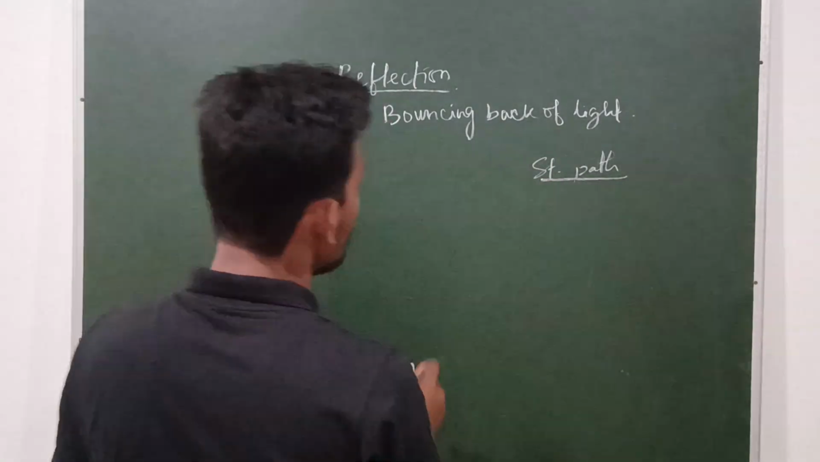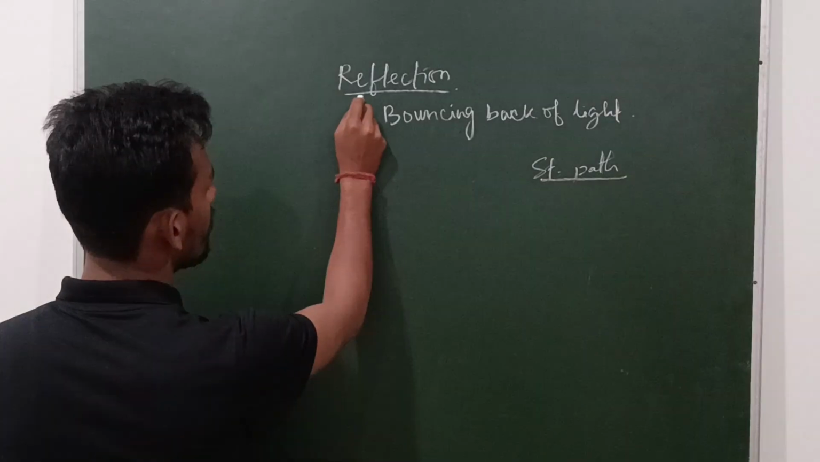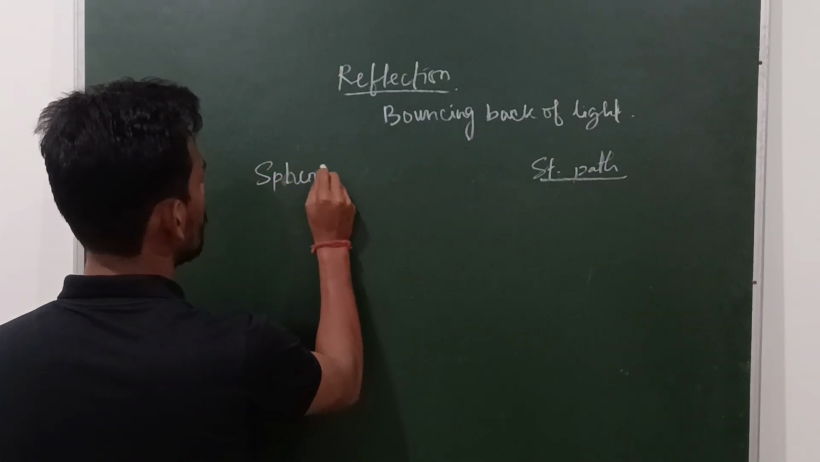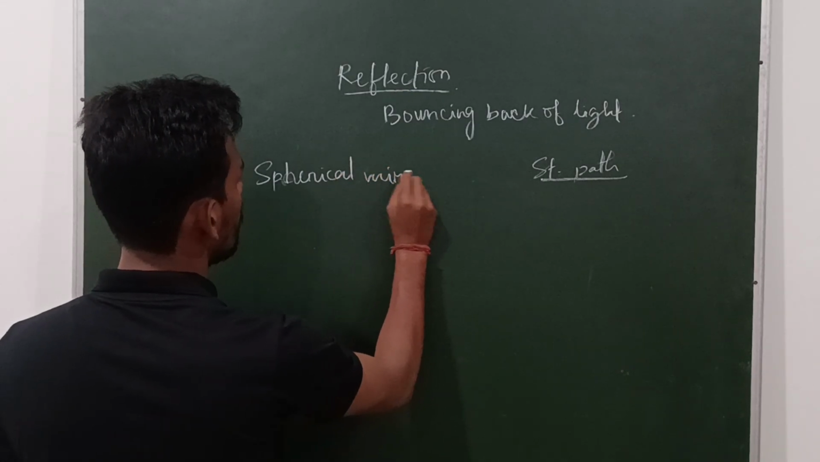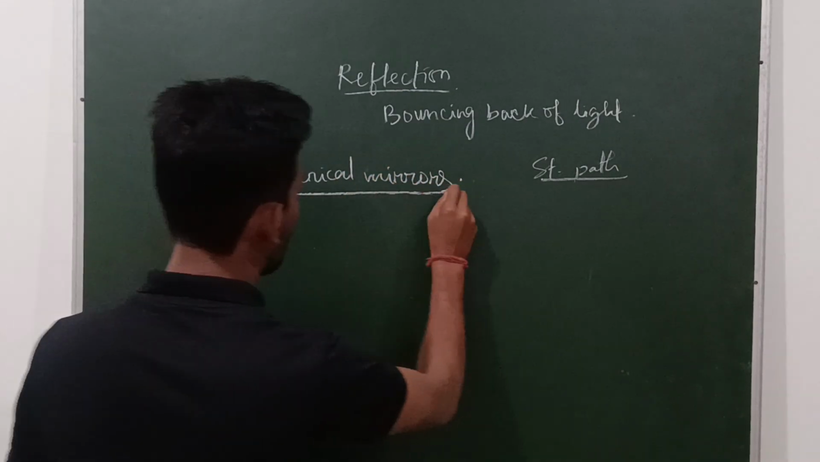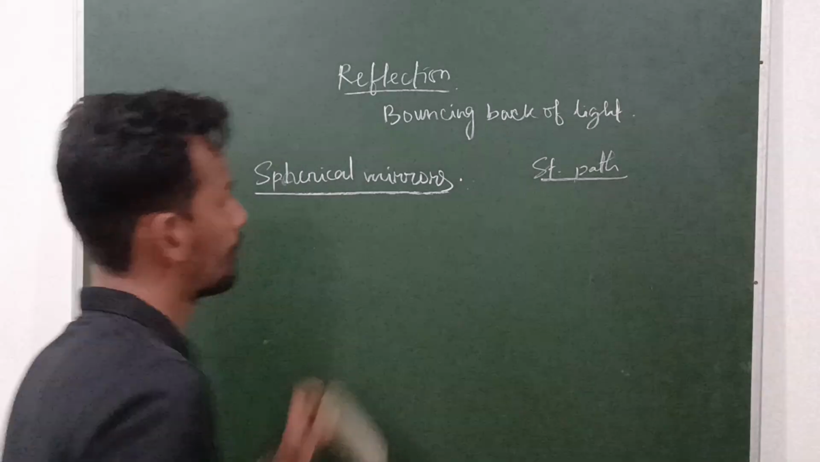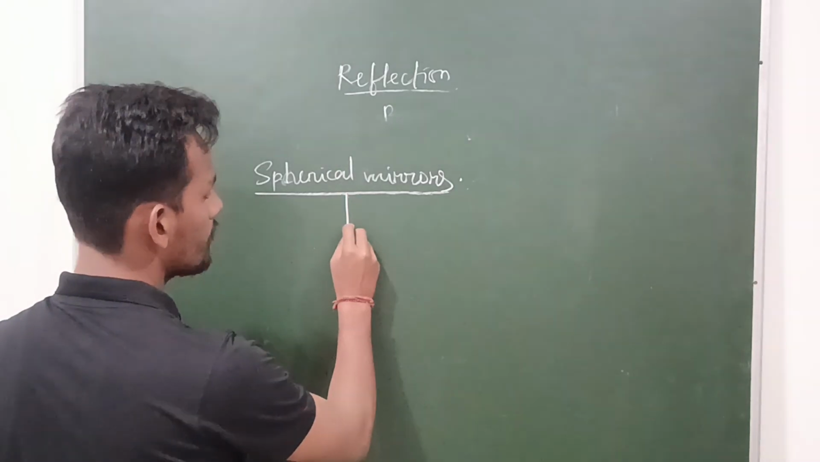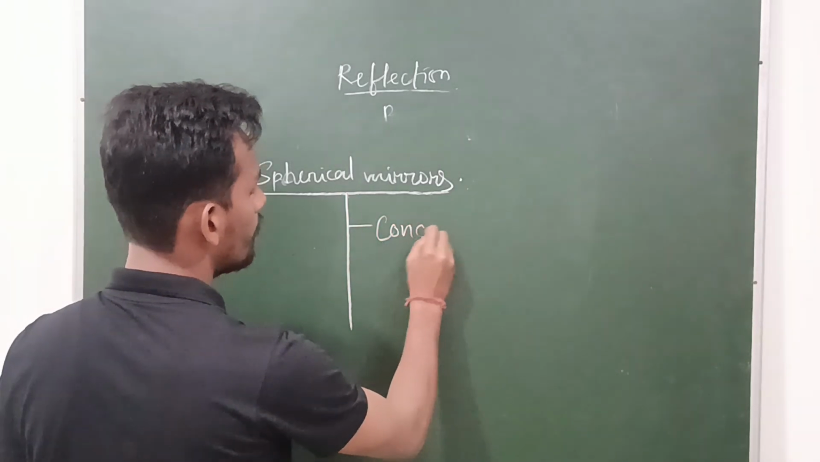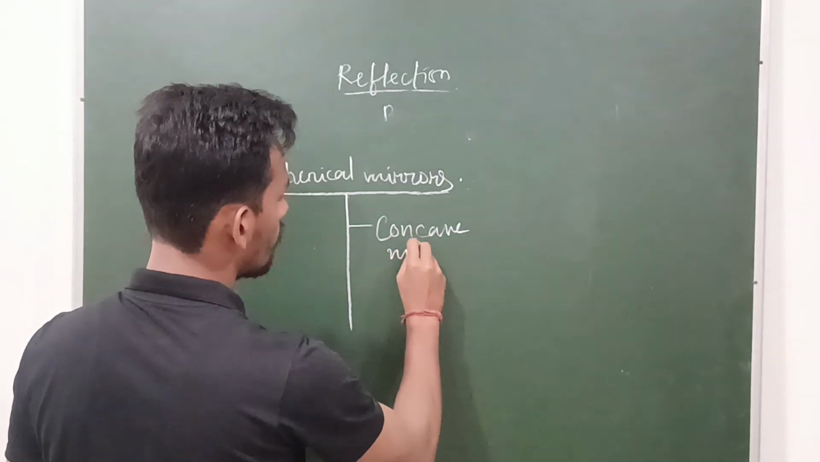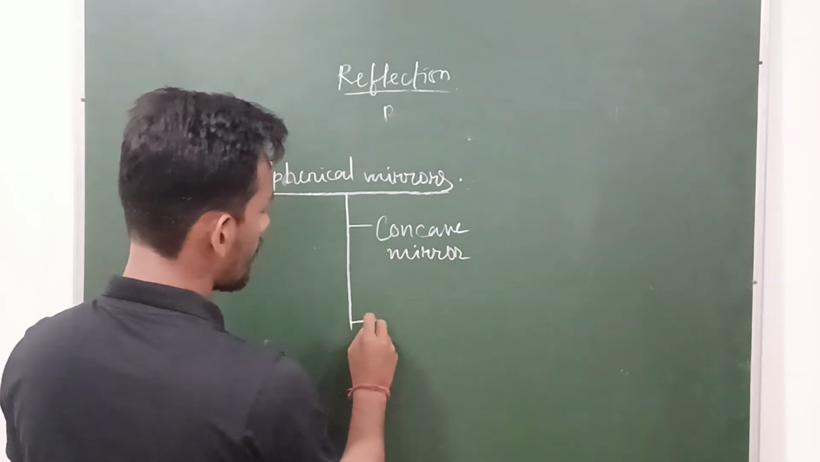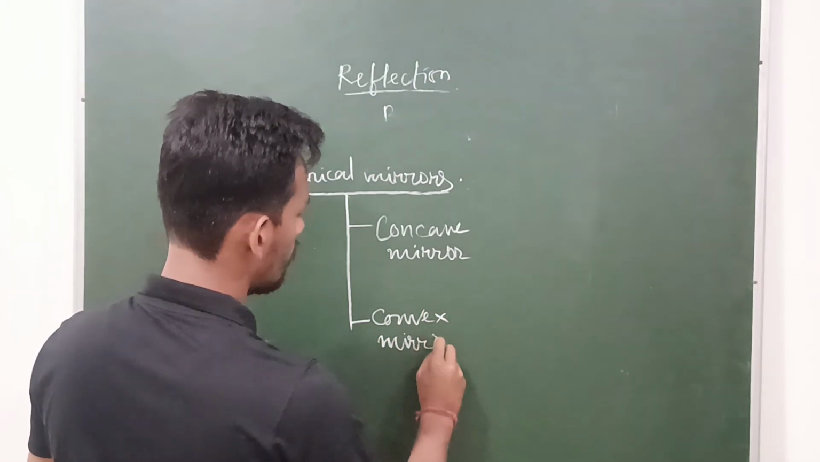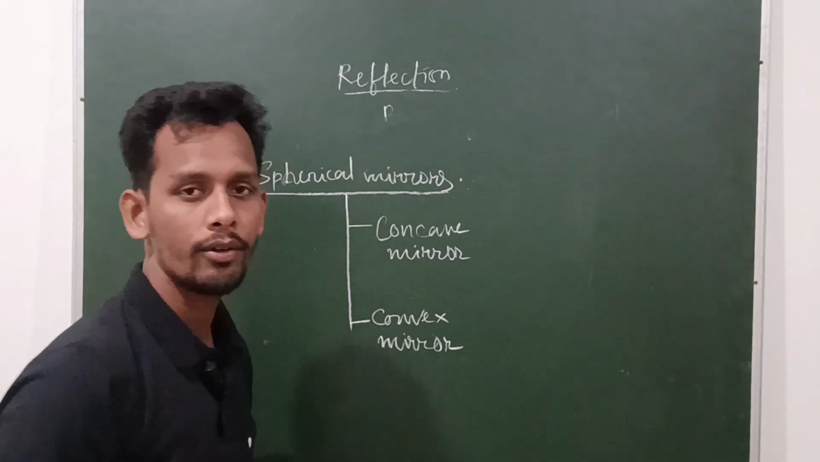So today we are going to discuss the topic of spherical mirrors. What are the main two types of spherical mirrors? First one is concave mirror, and second one is convex mirror.